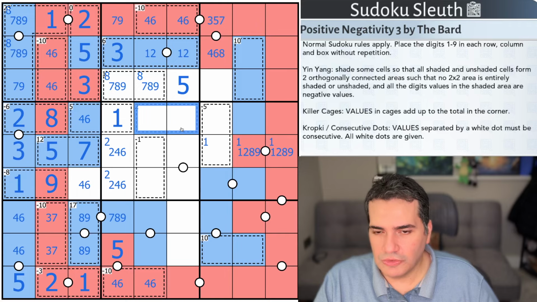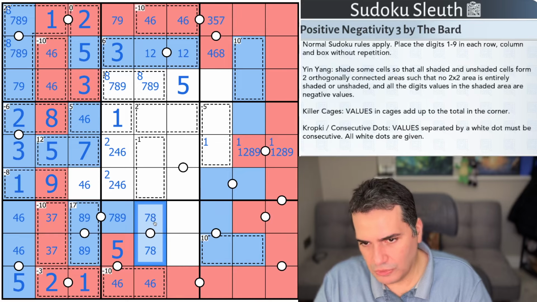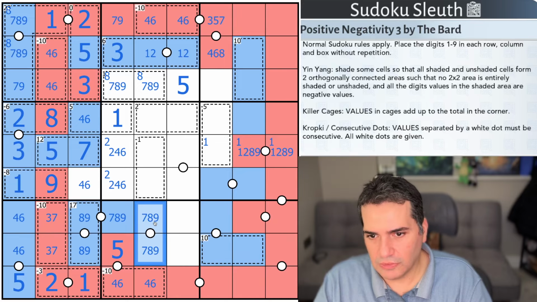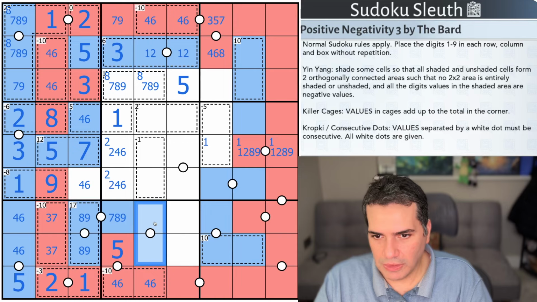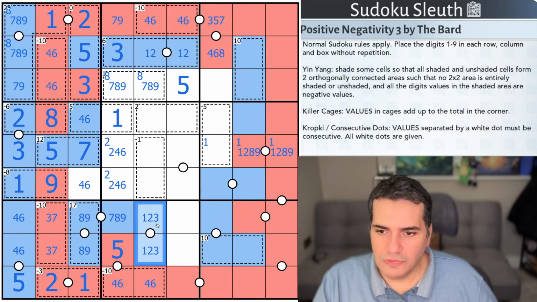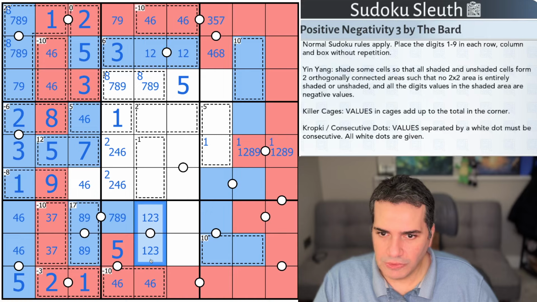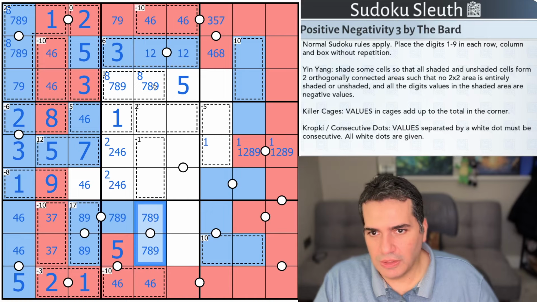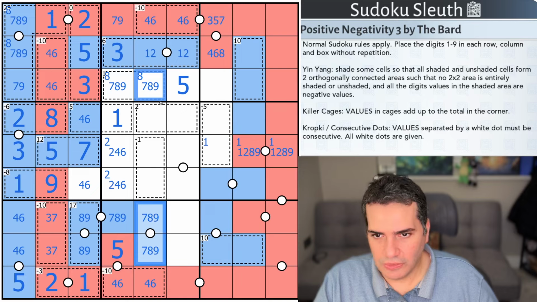We did say that these are odds. Not helpful. White Kropki dot. 4, 5, and 6 are gone. This could be 789, can't it? Yes, it can still. So it's either 789 or it's 1, 2, 3. If it's 1, 2, 3, the 2 would be in here. This would be the 1, and then that would be the 3. If it's 789, I end up with a triple still. Interesting. Very interesting.